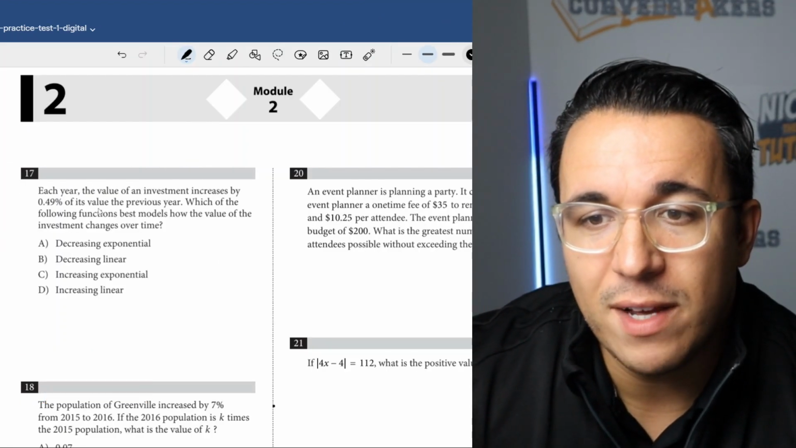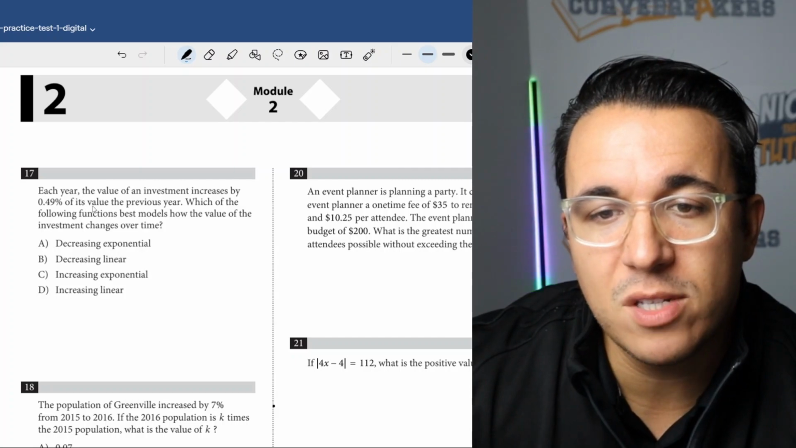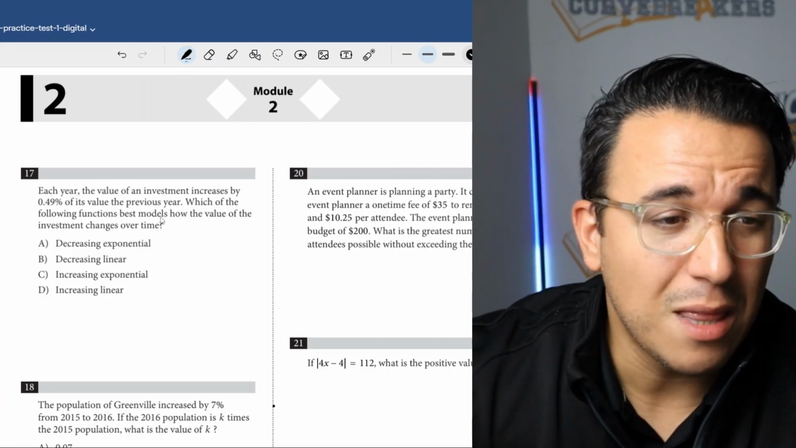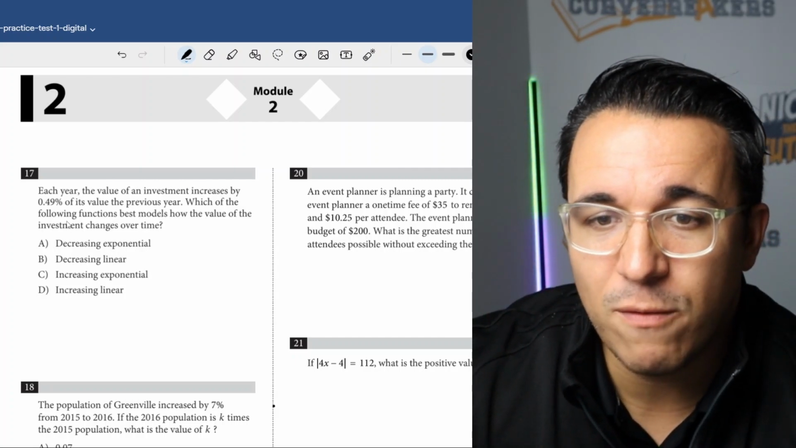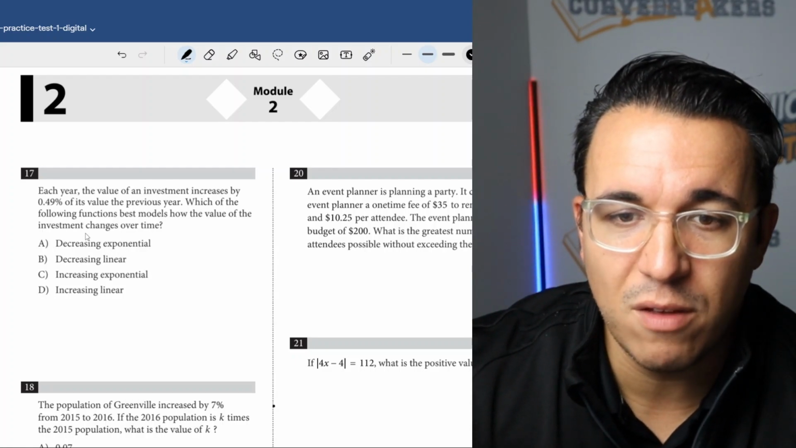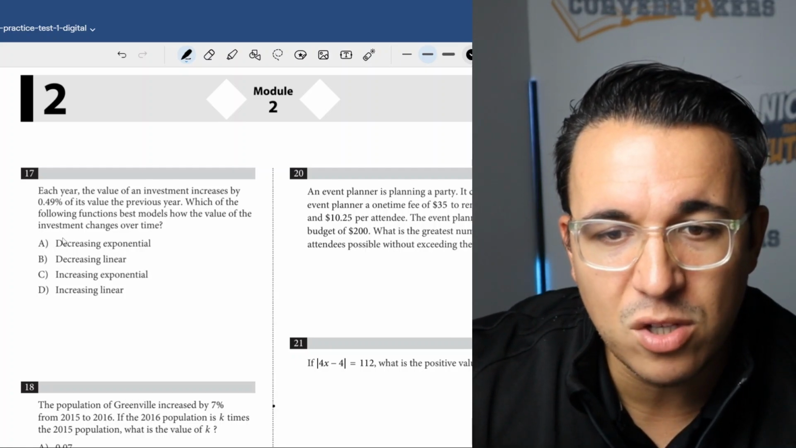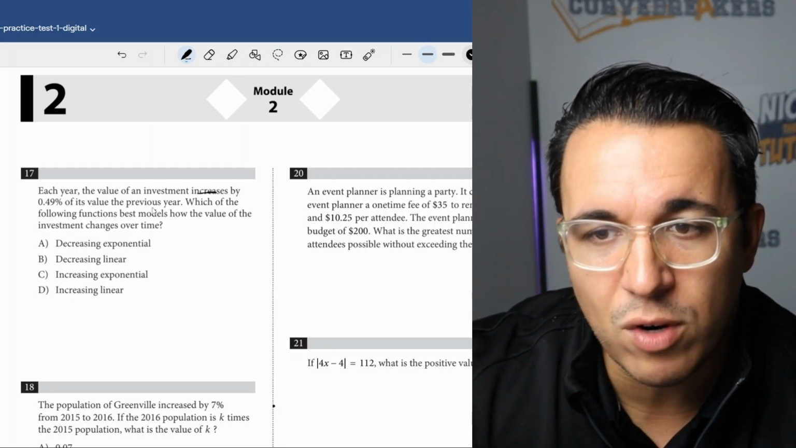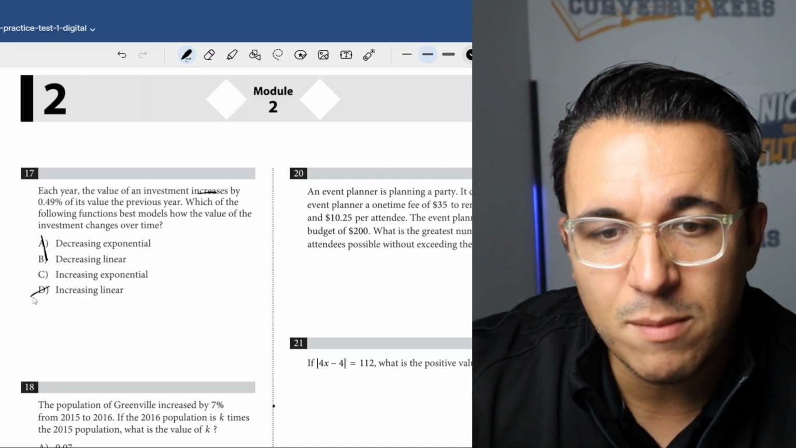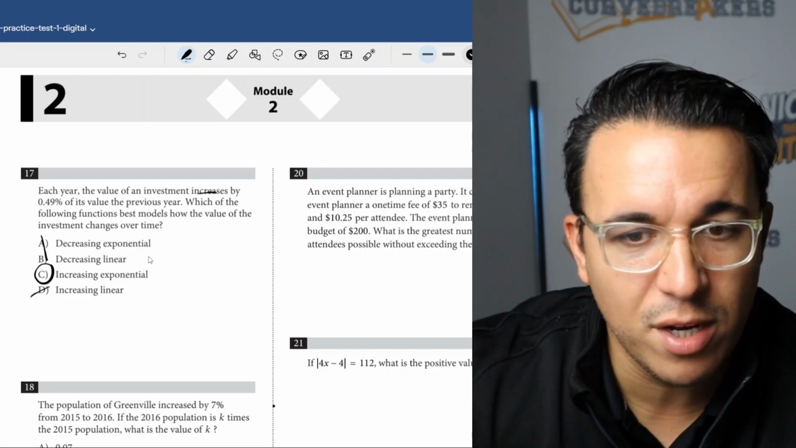Each year, the value of an investment increases by 0.49% of its value the previous year. Not the best investment, but let's see what we got here. Which of the following functions best models how the value of the investment changes over time? So it's going up by a percentage, so it's increasing, right? So it's not going to be decreasing. And it's not going to be linear, right? It's an exponential increase. We're going to go with choice C.